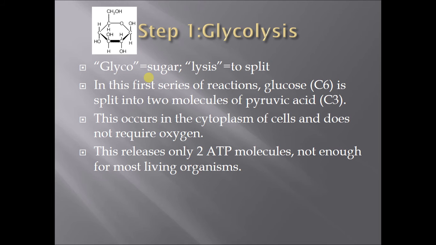So, step 1, glycolysis. In the first series of reactions, glucose is split into 2 molecules of pyruvic acid, C6 broken to C3. This occurs in the cytoplasm of the cells and does not require oxygen. So this is the only step that something going through fermentation can do. It releases only 2 ATP molecules, not enough for most living organisms. Glycolysis' main step is to prepare glucose into pyruvate so that it can be used to harvest a lot of NADH in the citric acid cycle, and it produces some NADH by itself.